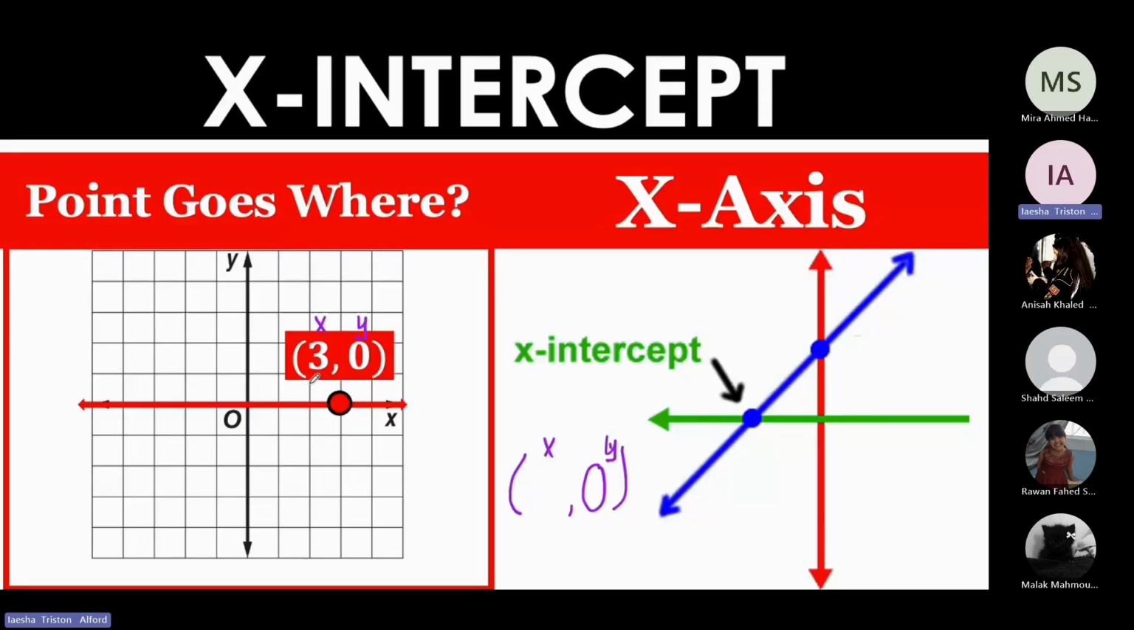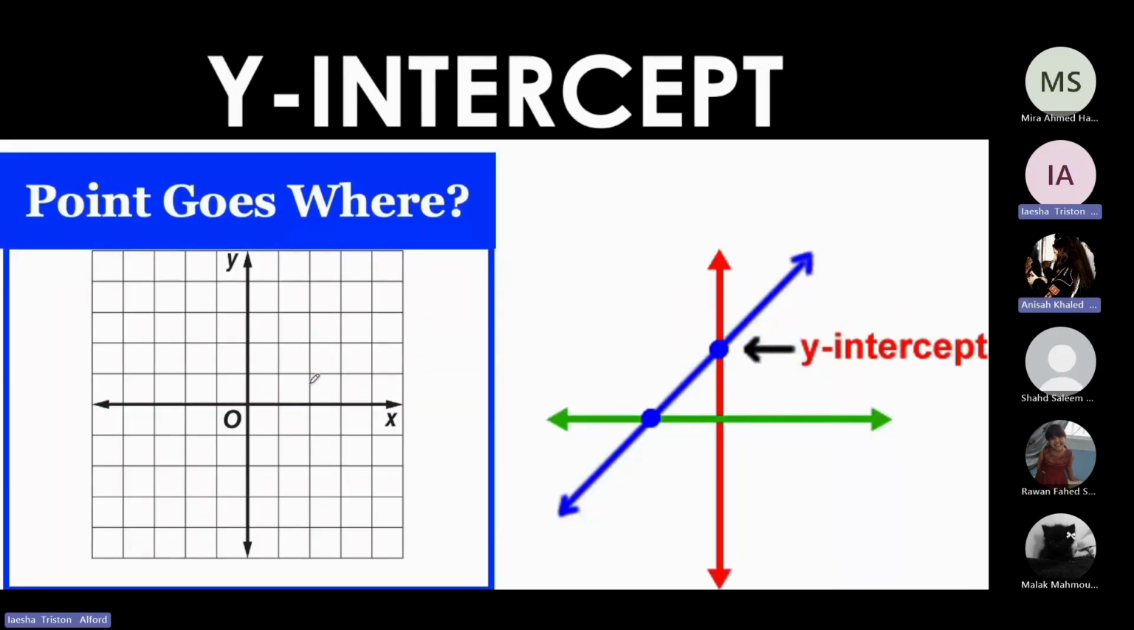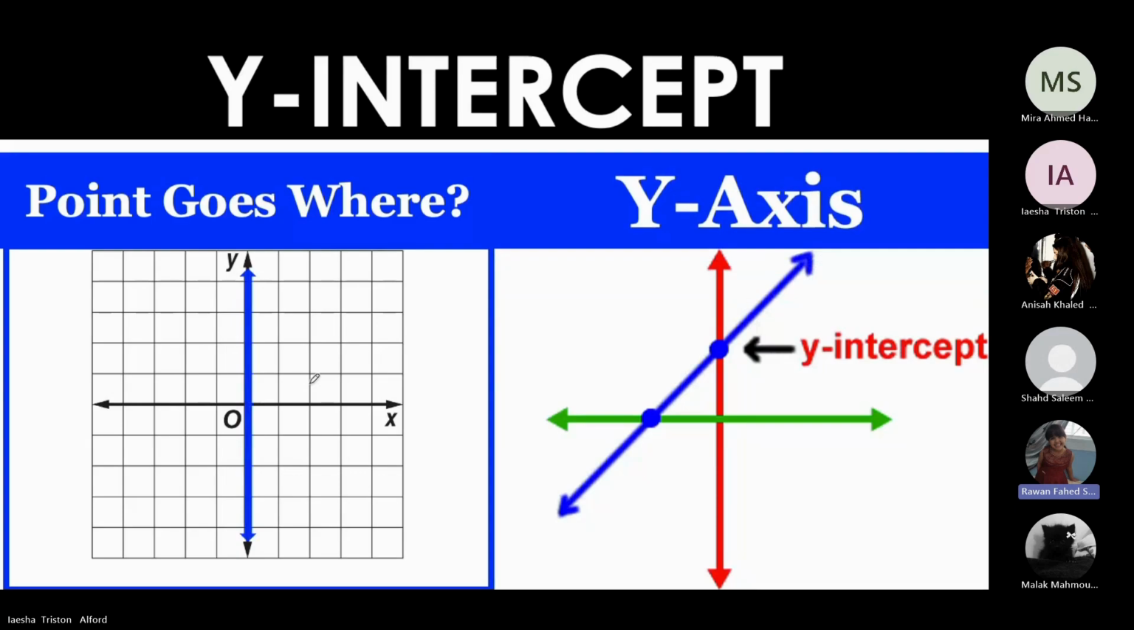Second word you need for this lesson is going to be the y-intercept. So two things you should know about y-intercept. The point goes where? Cross y-axis, and x equals 0. So this point should be on the y-axis. The y-axis is this vertical line that goes up and down. The point must be on the blue line.